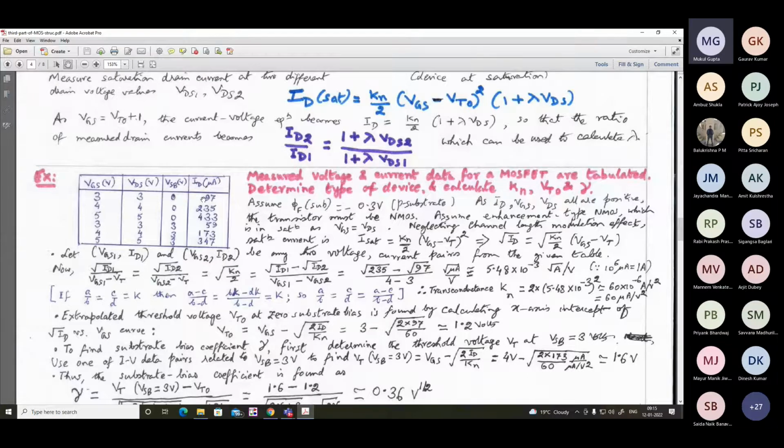Now we need to find the substrate bias coefficient gamma. First, determine the threshold voltage VT at VSB equal to 3 volt. Similarly as before, here we have calculated the zero bias threshold voltage. Now, if you pay attention to the fifth row, where VGS equal to 4 volt, VSB equal to 3 volt, and ID equal to 173 microampere, then VT equal to 4 minus root over 2 into 173 by 60, and the units are there.